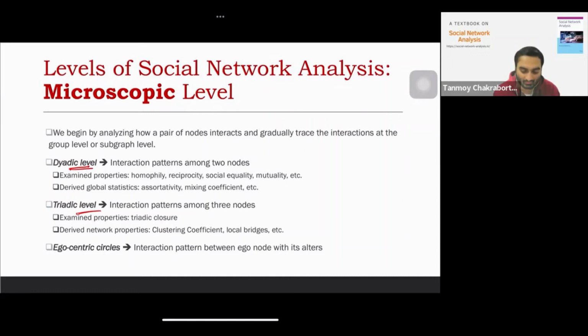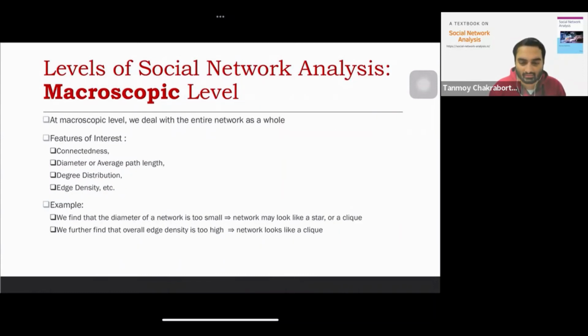And when we say 3 nodes, essentially, it may form a clique, a triangle like this, or it can also form a structure like this. Where you see here, this is a dyadic level interaction. This is also a dyadic level interaction, but as a whole, this is a triadic level interaction. Similarly, egocentric circles that I mentioned, the ego network, is also a microscopic view of a network.